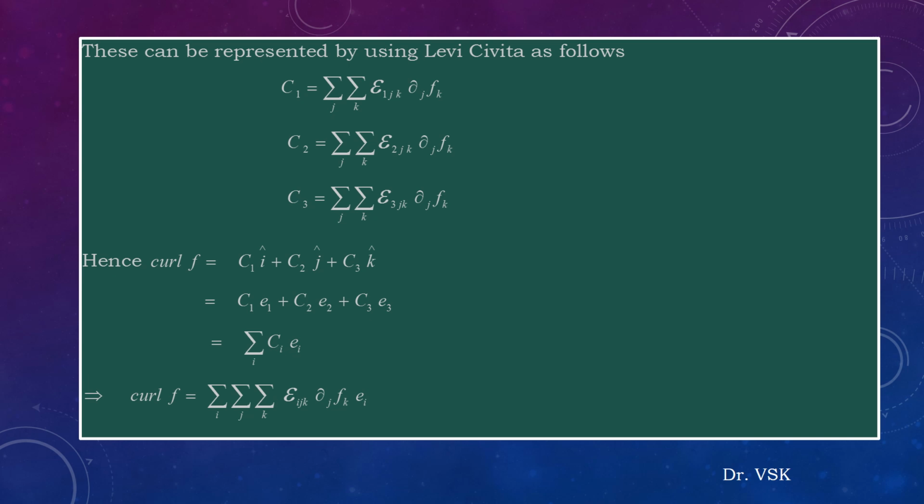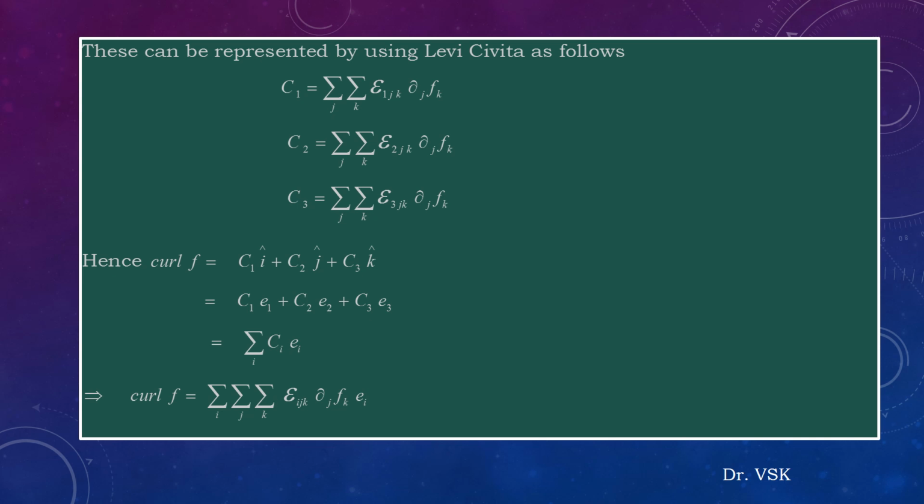Already we have written curl F by substituting C1, C2, C3 components. Curl F equals C1 i cap plus C2 j cap plus C3 k cap. But we need to replace i cap equals e1, j cap equals e2 and k cap equals e3. Then curl F equals C1 e1 plus C2 e2 plus C3 e3. This is again equals summation sigma over i of Ci.